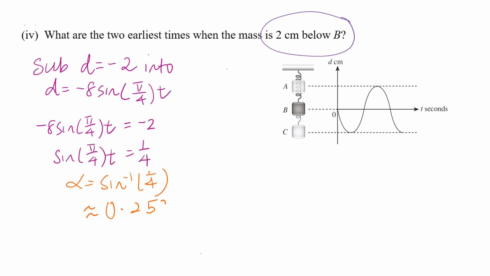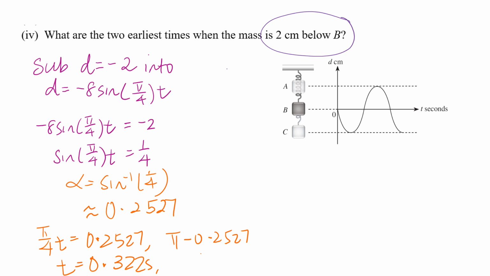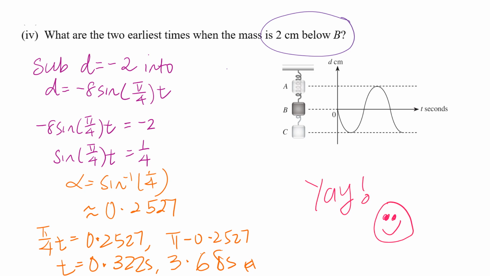So you find the reference angle, leave it to 4 significant figures first. For the first quadrant, T will be just 0.2527 divided by pi over 4. The second quadrant will be pi minus alpha. From there, the 2 earliest times will be 0.322 second or 3.68 second. And this is actually the last part of our last question from this video. And we can congratulate ourselves with a smiling face. Yes.